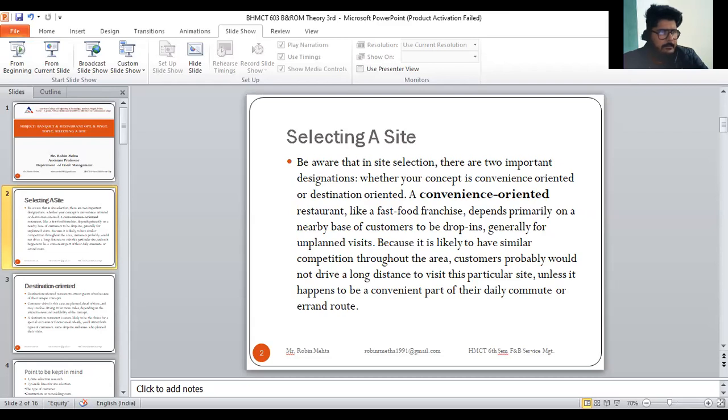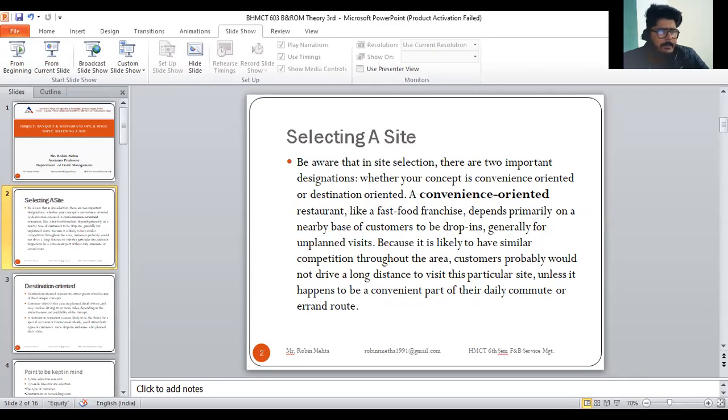And in this subject, we do selecting a site. Okay, how we select a site. In the previous lecture, we just had an overview on this topic, selecting a site. But today, we do this topic in detail. Okay, so let's start with the first slide.